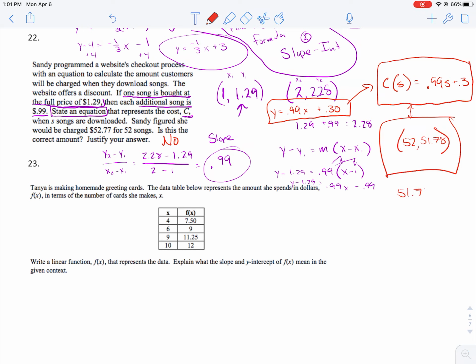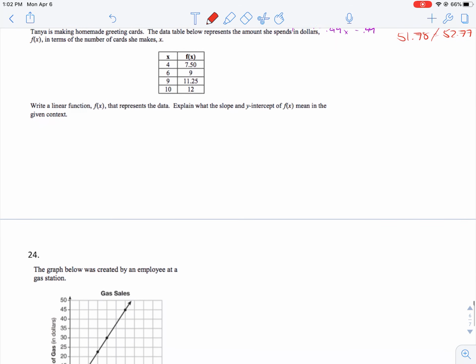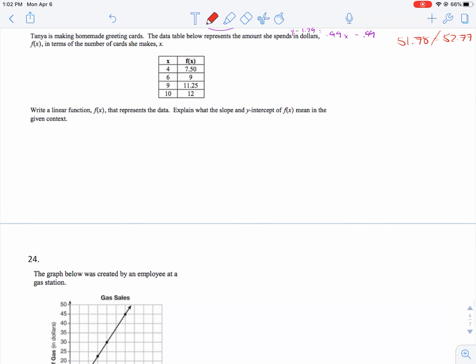Okay, so is this the correct amount? We would say no, because she gets $51.78. $51.78 does not equal $52.77. Okay, so is this the correct answer? No, and we justified our answer through our algebra. Okay, so that's number 22. Number 23.